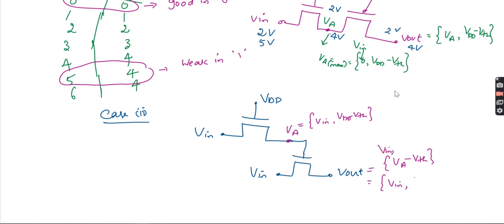So VA is nothing but VDD minus VTH, and then minus VTH again. Then I will get the output of VDD minus 2 VTH. You can see here the maximum voltage you will get here is VDD minus 2 VTH.